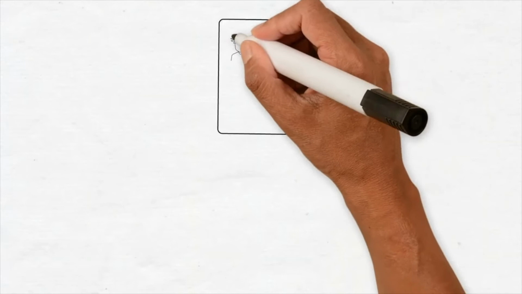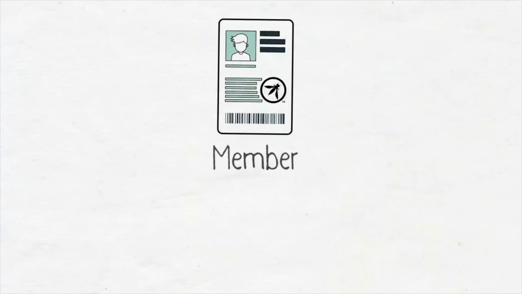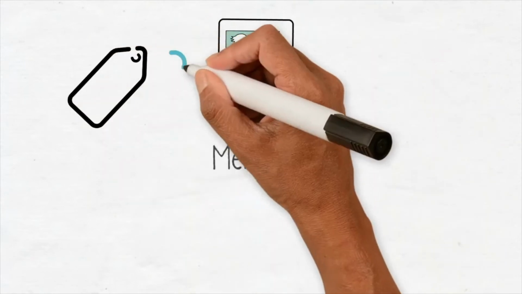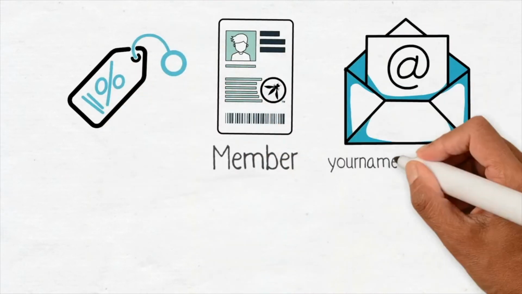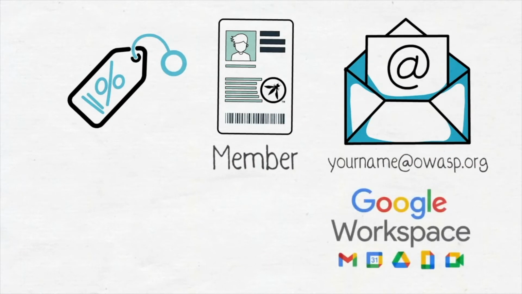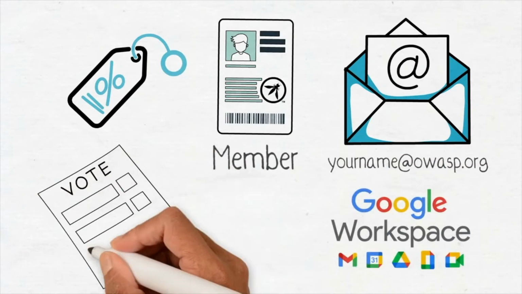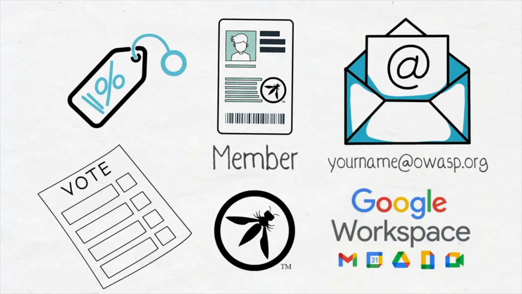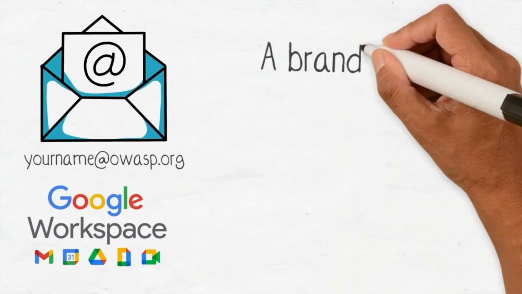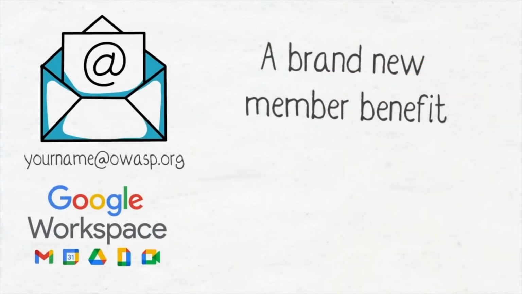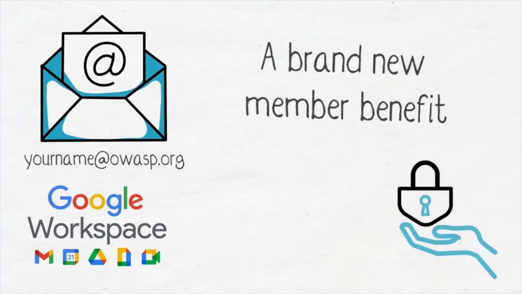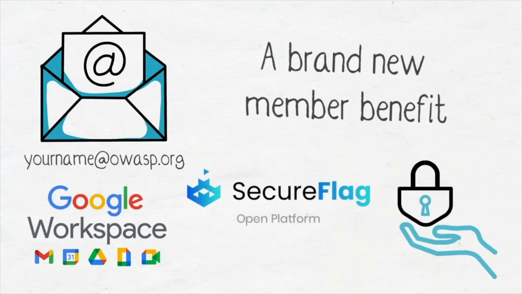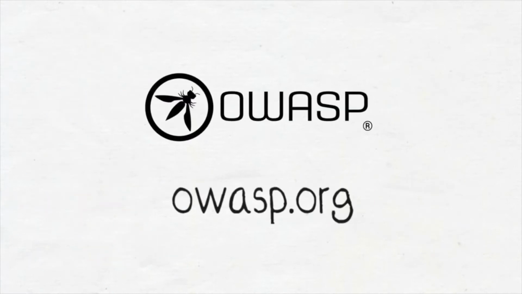industry. One of the many ways you can get involved is to become a member. The membership benefits include discounts for events and trainings, your own OWASP email address and Google Workspace access, a vote in our OWASP Global Board elections. And recently, OWASP added a brand new member benefit, access to hands-on application security training through the OWASP Secure Flag Open Platform. Join us and become a member today.